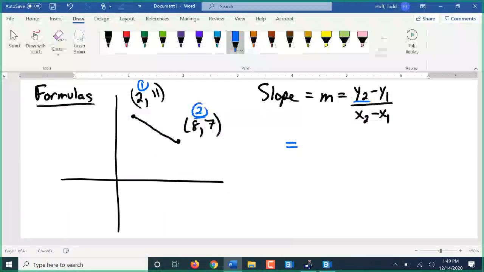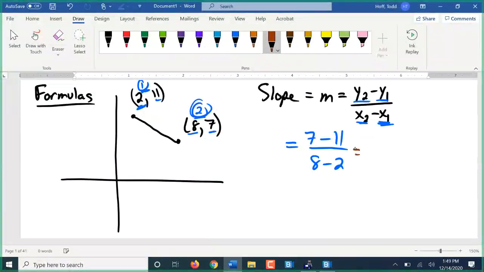y2, point 2, the y coordinate, which is 7, minus y1, point 1, the y coordinate, which is 11. x2, point 2, the x coordinate, which is 8, minus x1, point 1, the x coordinate, which is 2. We subtract those: 7 minus 11 is -4. 8 minus 2 is 6. Now we reduce this if we can, but remember the one thing we do not do is change it into an improper fraction.